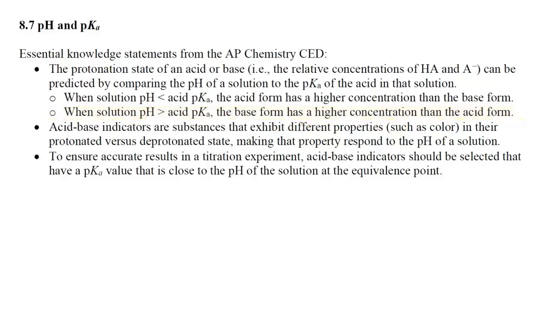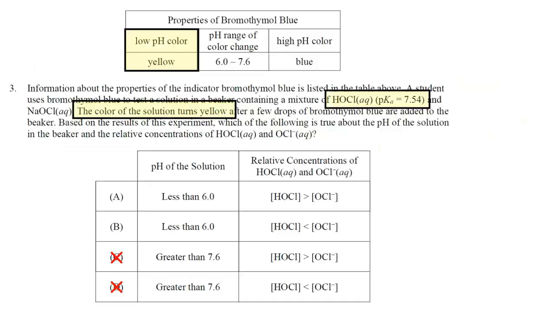then the base form, or the A minus ion, would have a higher concentration. Now back to this particular question. So the pKa of hypochlorous acid is 7.54, and we have already determined that the pH of this solution, based on the fact that the color of bromothymol blue turned yellow, must be less than 6.